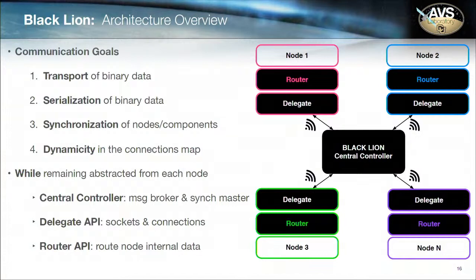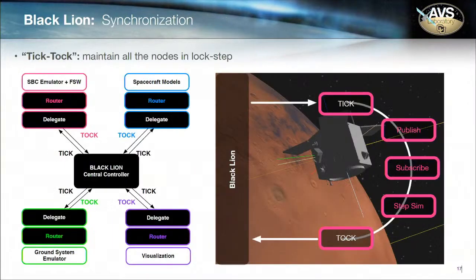So this means that we don't really want to heavily modify the source code of each application. And with this purpose in mind, Black Lion has been designed with a unique central controller and 2 APIs, the delegate and the router. Both of them are attached to each of the nodes. So the central controller acts as a message broker and a master for synchronization. The delegate API manages sockets and direct connections with the central controller, and the router functionality is to route internal data in and out from the node's internals.